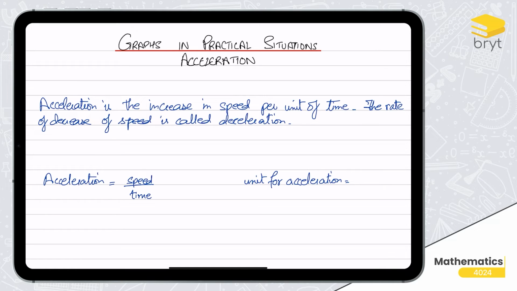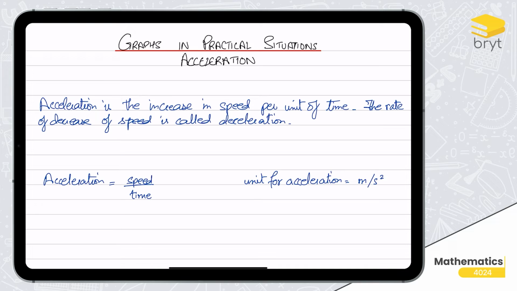That is, if we're not using a speed time graph to calculate this. The unit for acceleration is the same everywhere, which is meters per second squared, if the speed is in meters per second and time is in seconds. And if the speed is in kilometers per hour and time is in hours, obviously, then it's kilometers per hour squared.